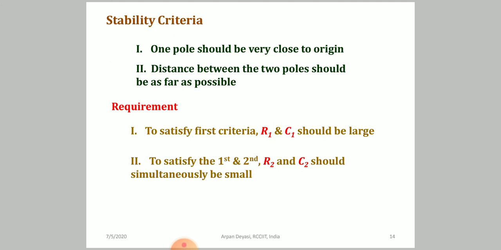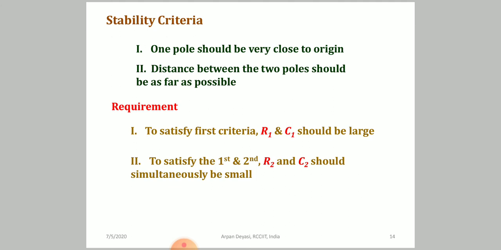The first pole should be very close to the origin. And the second pole should be far away from the first pole. That means, according to the diagram which we have shown in the last slide, that P1 will be very close to origin, and the distance between P1 and P2 should be as maximum as possible. Now let's go to the circuit parameters point of view. If P1 has to go very close to the origin, that means P1 should be very low. That means C1 and R1 should be high.